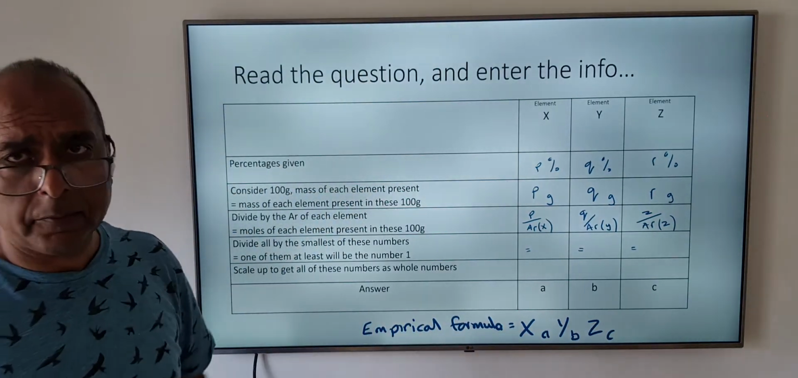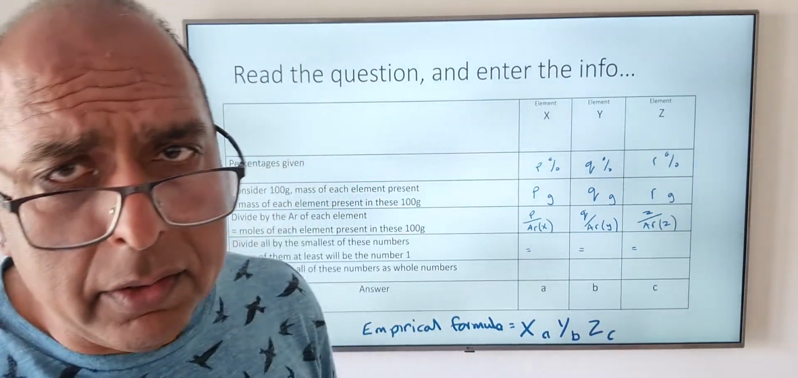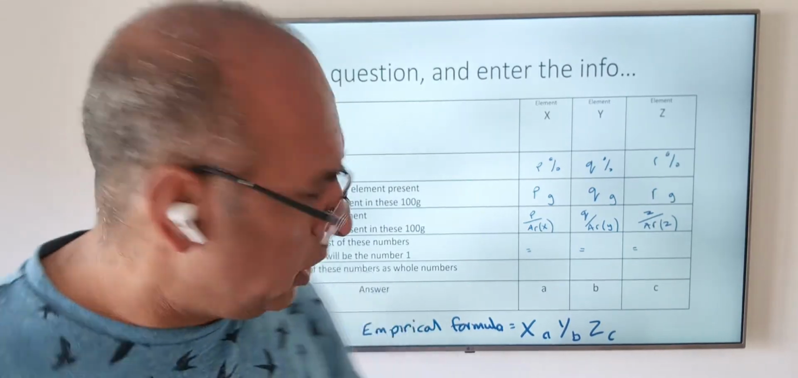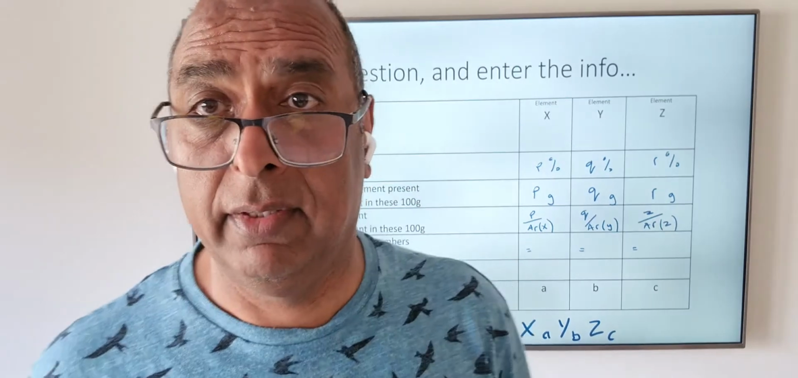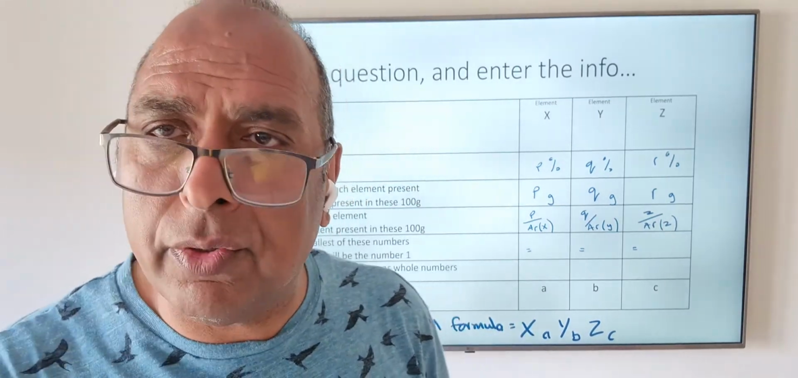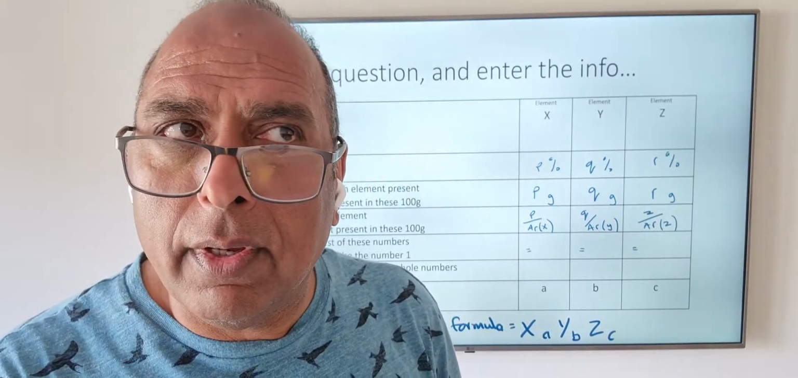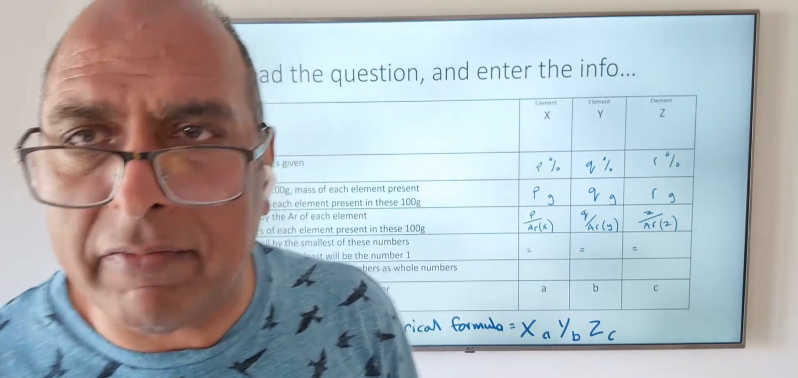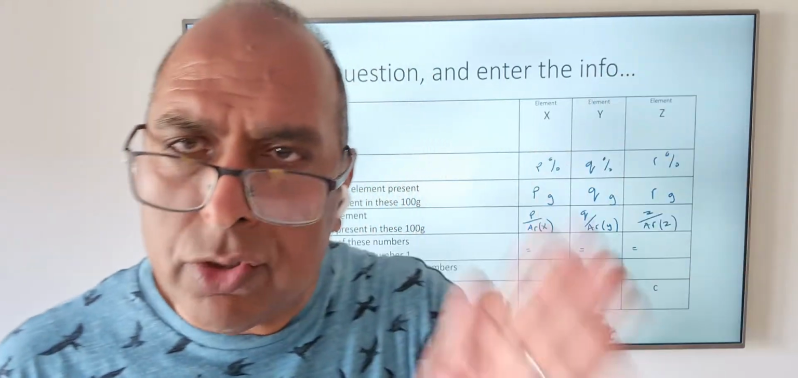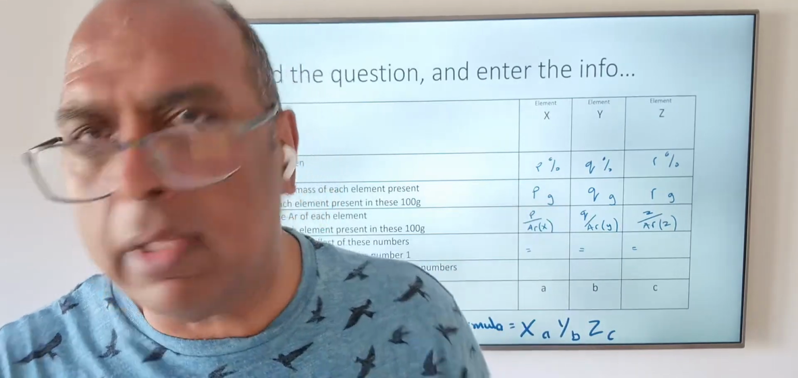And finally, sometimes you need to scale up. So you might get an answer here, 1, 2, and 2.5. Well, then the answer would be 2, 4, 5. I'm trying to multiply everything by 2 in my head. So 1, 2, 2.5, they're not whole numbers.